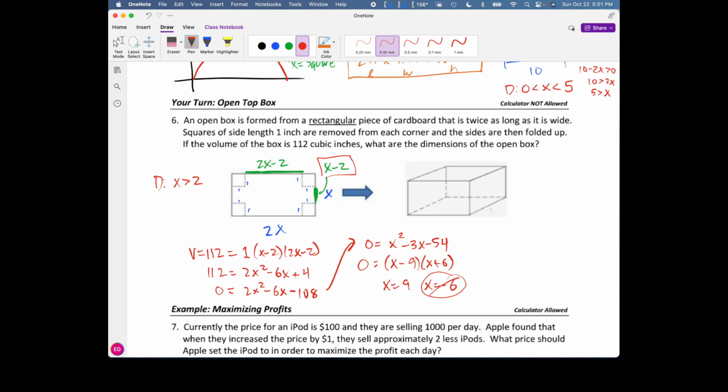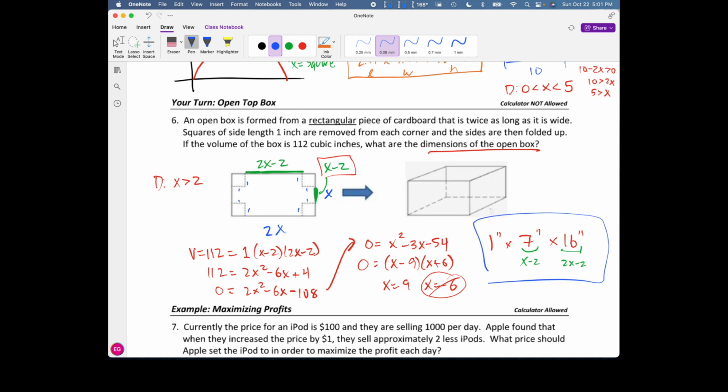So when I go to do the dimensions of the box itself, we have the 1 inch, which is the corner being folded up. Then I have x minus 2, so that's going to be 7 inches. And then I have 2x minus 2, that's going to be 16 inches. Again, this is coming from the x minus 2, and this one is coming from the 2x minus 2. And that would be our answer.